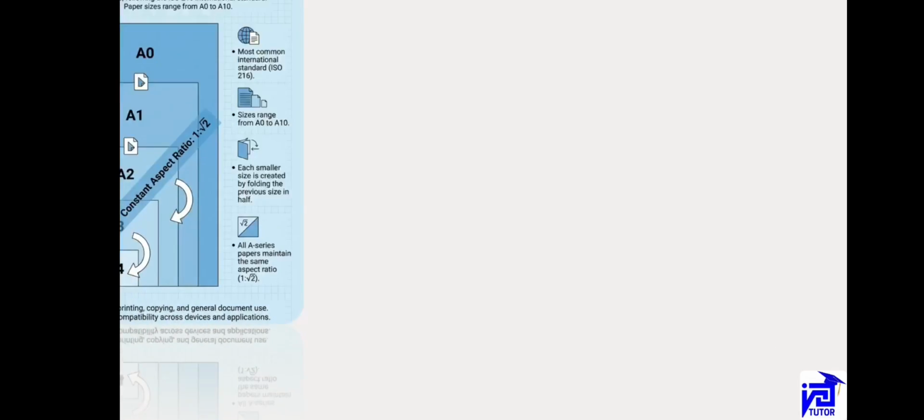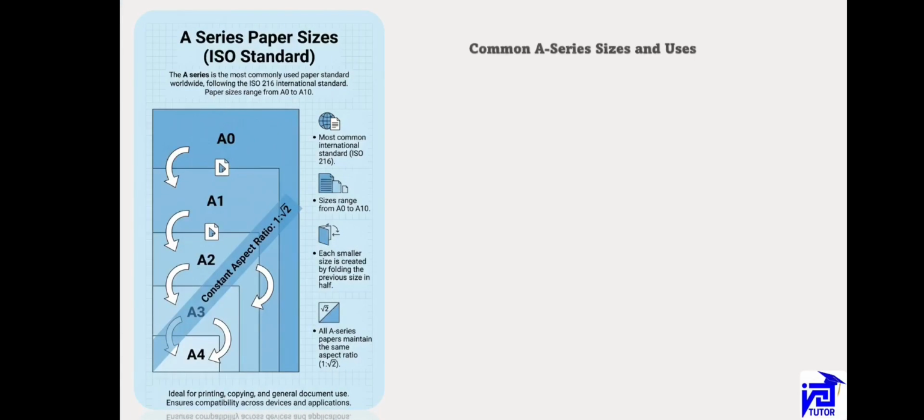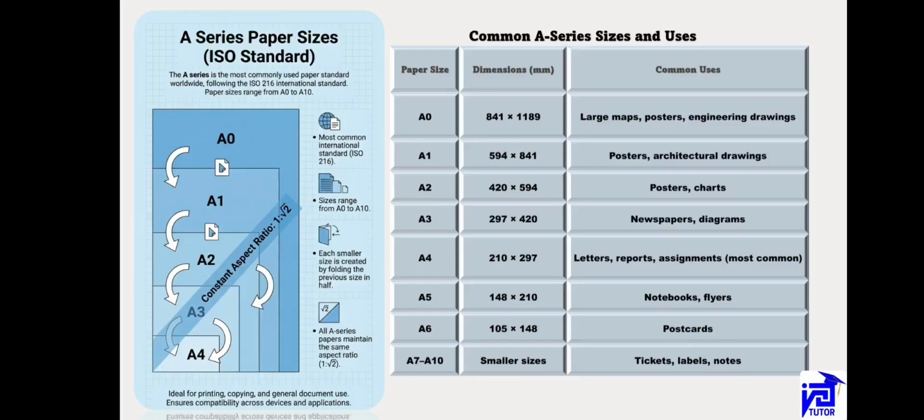The most common paper widely used is the A-series paper. A-series follows the common international standard, which is ISO 216. The sizes of A-series usually range from A0 to A10 based on the standard.